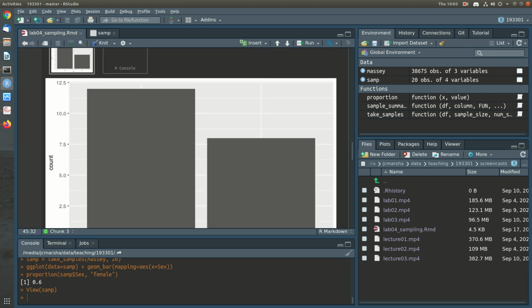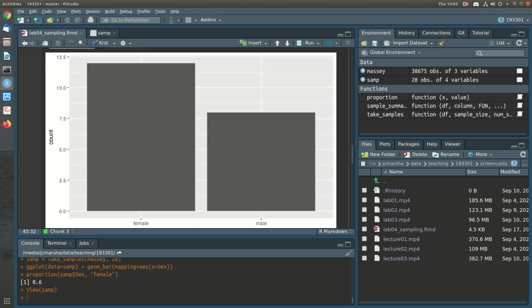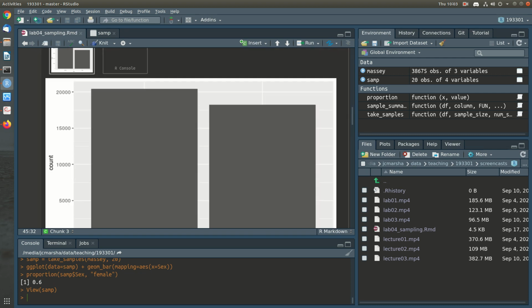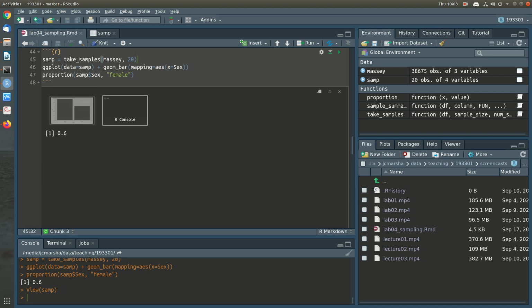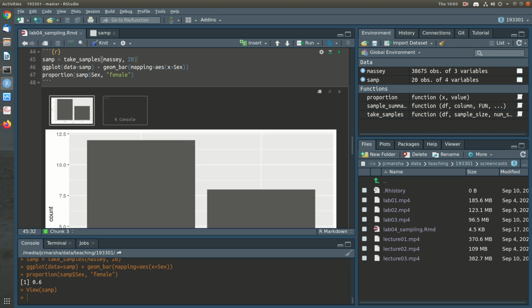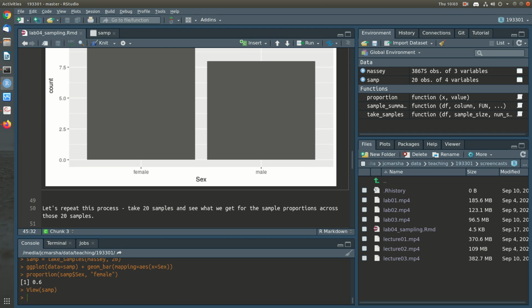And when we look at the proportion of females here, it's slightly higher, isn't it, than it was in the population. So here's the population, they were closer to being the same, and in our sample, it was a little bit different. The proportion in our sample was 60%. We remember in the population it's 53%.